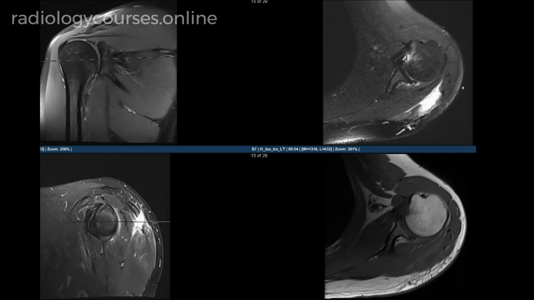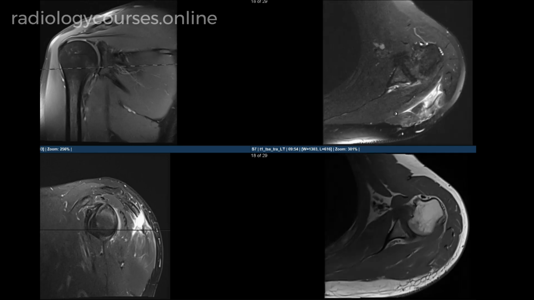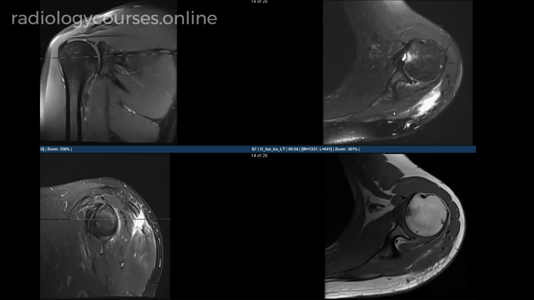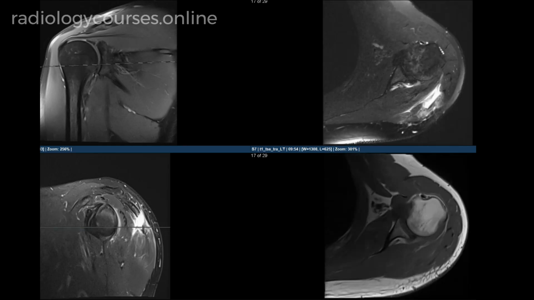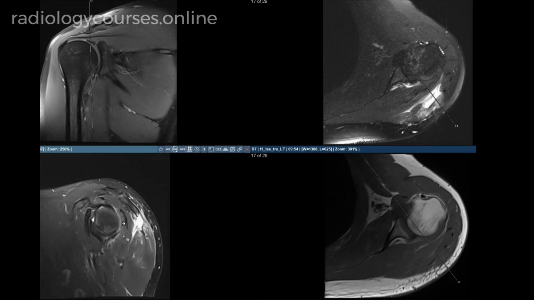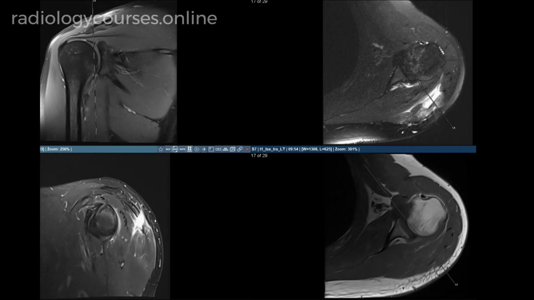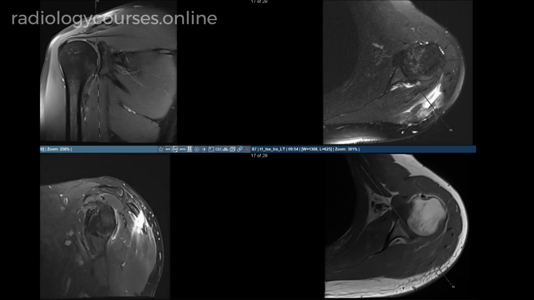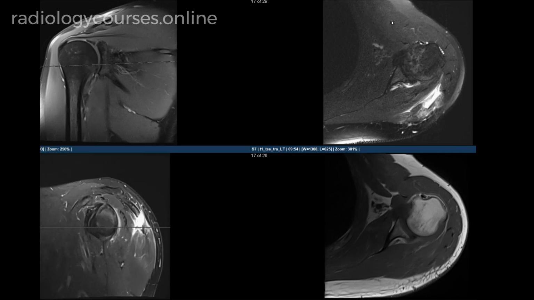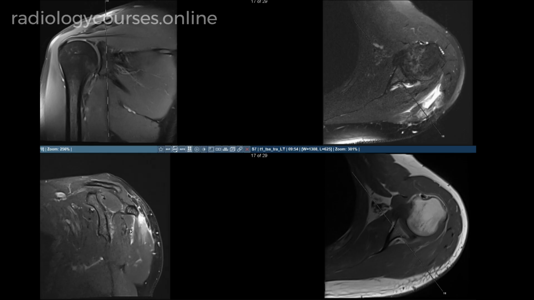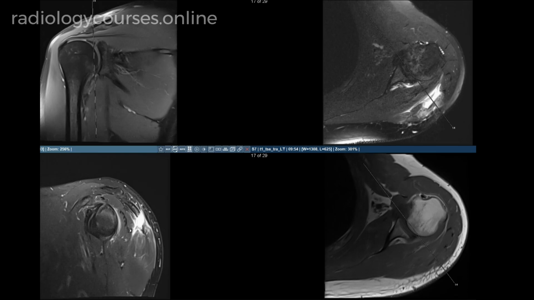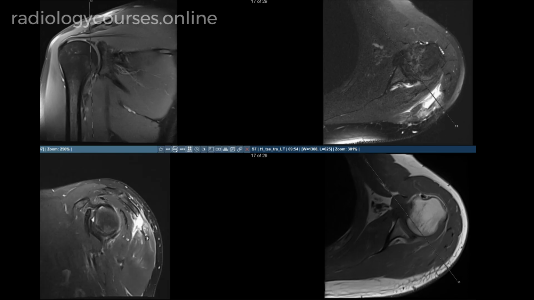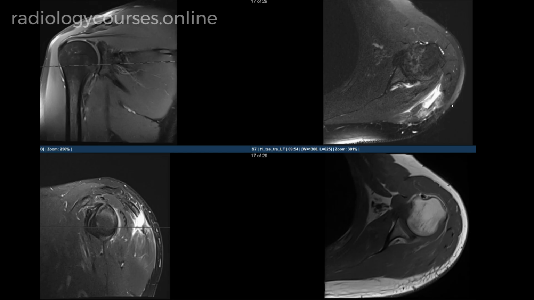What obviously catches our eye is this abnormal signal in the posterior aspect of the deltoid muscle. There is definitely a moderate size area of complete tear of the fibers in that region. But given the bulk of the deltoid muscle, this will be classified as a partial intrasubstance tear, most likely managed conservatively. There is also surrounding muscle edema.